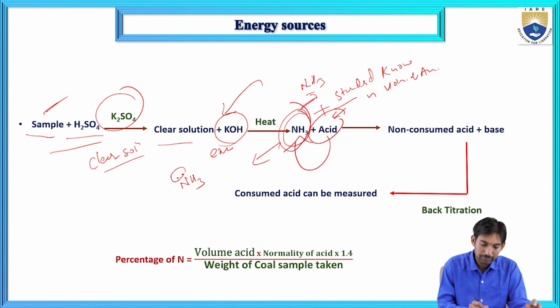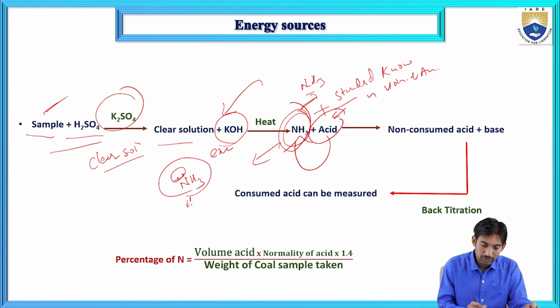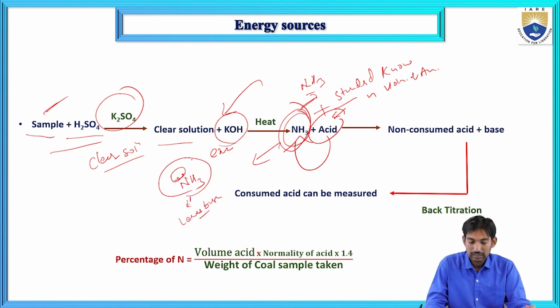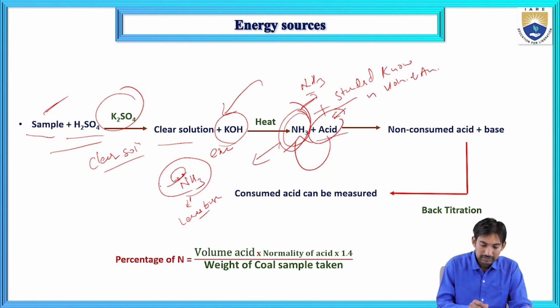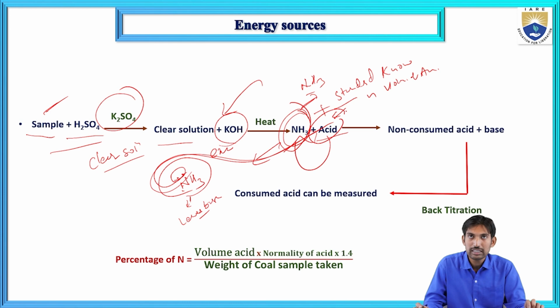Ammonia contains a lone pair of electrons on nitrogen, so it acts as a Lewis base and donates the electrons. The acid is a Lewis acid. Then this base and acid react together. The ammonia reacts with this standard, known volume of acid. This is base, this is acid. An acid-base reaction takes place.